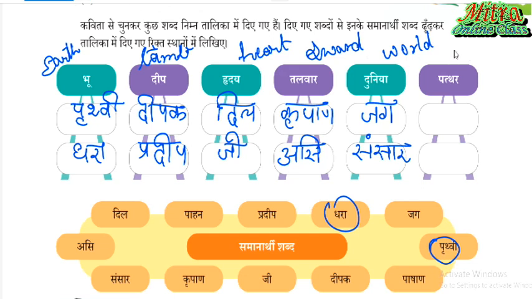At last, Patthar. Stone. In this Patthar, both words are from the Sanskrit word Pashan, or Shilapatt. Pashan or Pasaan, both are the same only. I couldn't write it properly.